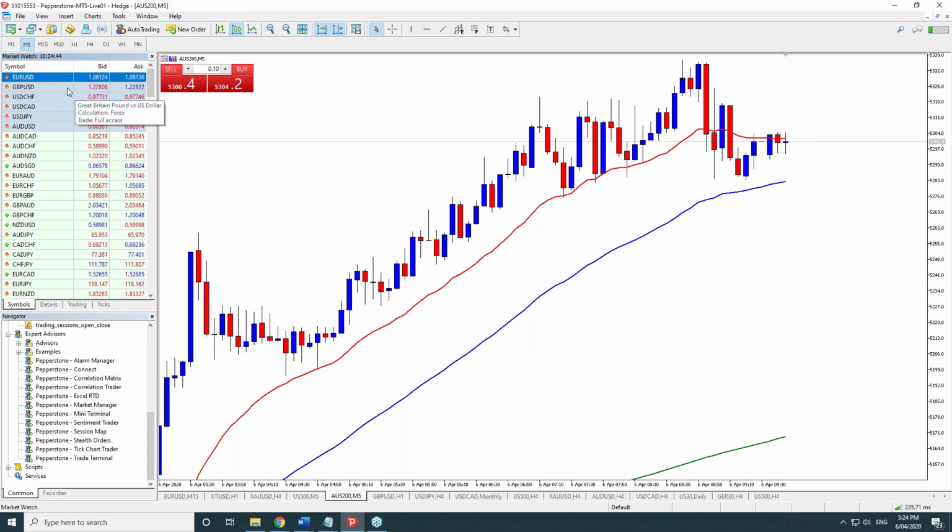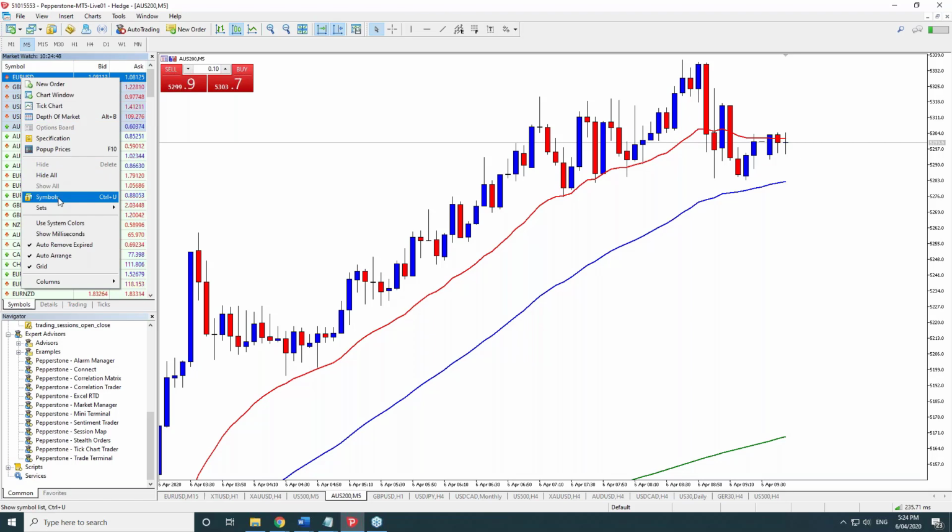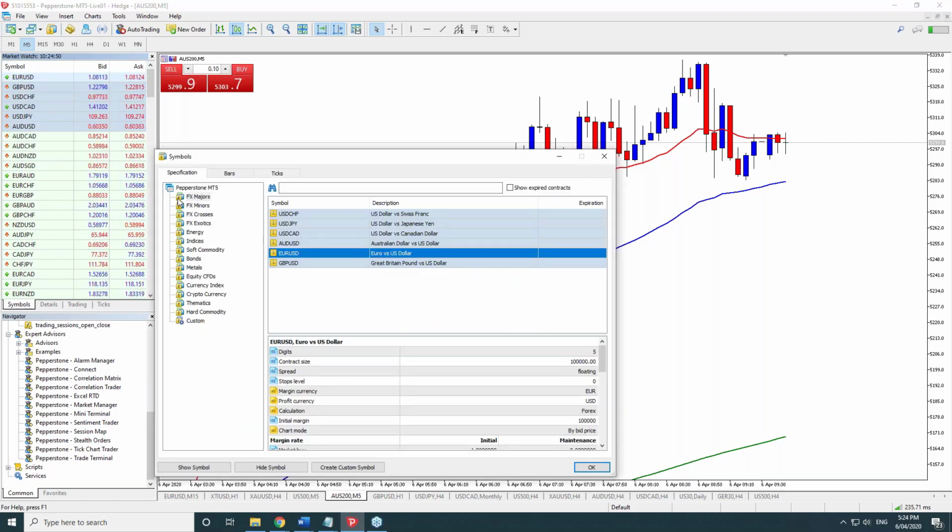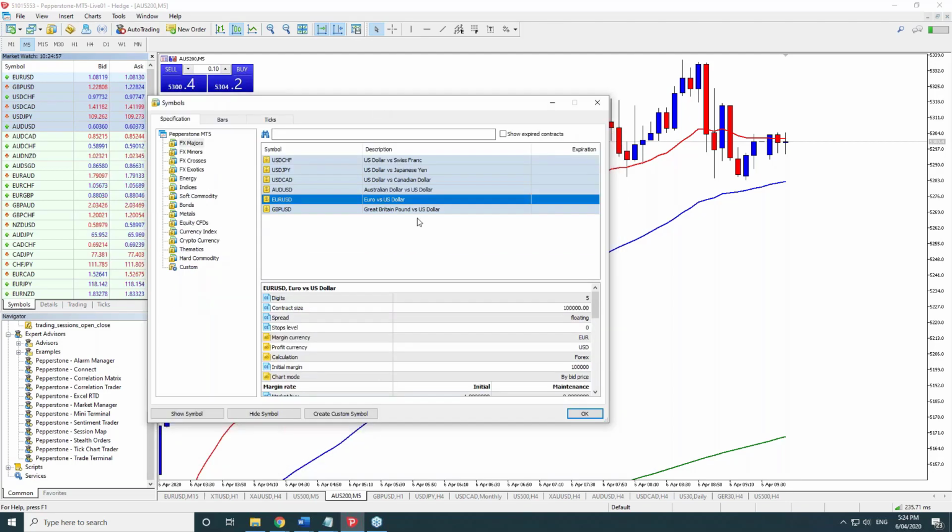Now, the next one I always get asked about is swaps, and what the hell are swaps, and what is happening with swaps. So if we right click on a currency and go to symbols, it'll bring up this window, and we can see here all the different things that are offered in the Pepperstone MT5 platform, but it doesn't matter which platform you have with MT5, it'll all be the same thing.